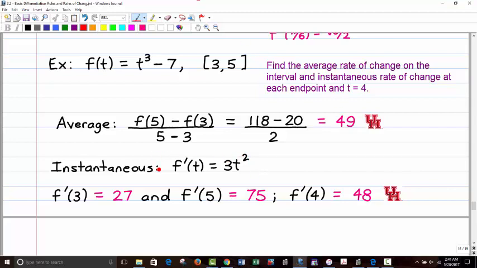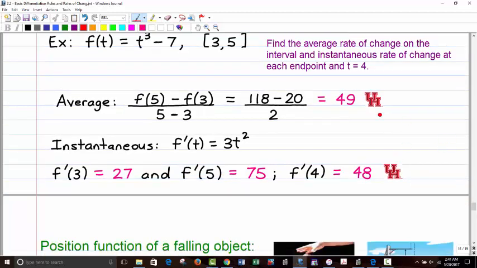Alrighty, instantaneous rate of change, I should say, it's not necessarily a velocity, would be the derivative of t cubed minus 7, which f prime of t would equal 3t squared. So at 3 it's 27, and at 5, 3 times 5 squared is 75. Then f prime of 4 is 48. So it's kind of picking up speed along the interval, if you're measuring it that way, picking up velocity. But anyway, the average throughout the entire interval is 49.